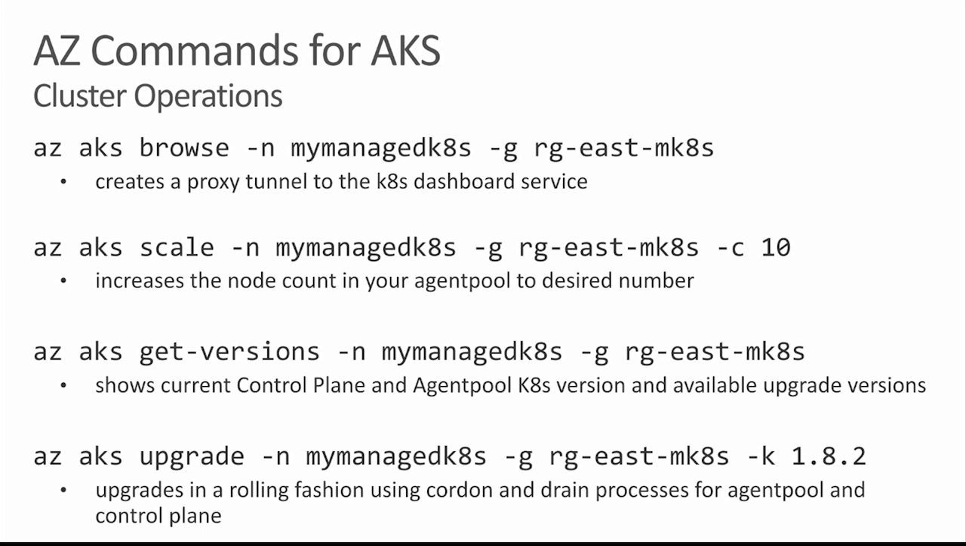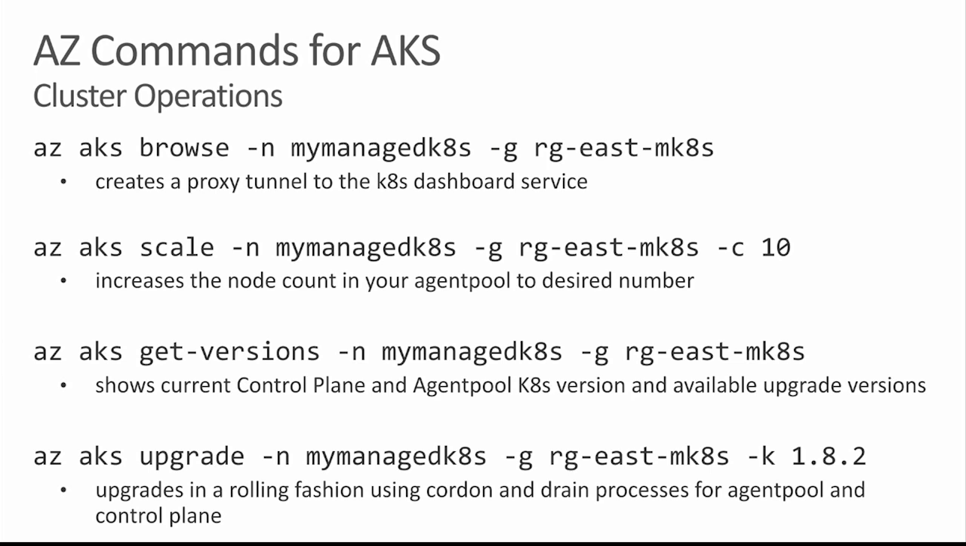And then we have az aks upgrade. This is where things get really cool, and it's the easy way. I can just upgrade my cluster to a new version without having to do all the heavy lifting that we normally have to do. It's one API command: az aks upgrade, the name of my cluster, the resource group I'm in, and the version I want to upgrade to, which I would have gotten previously from az aks get-versions.